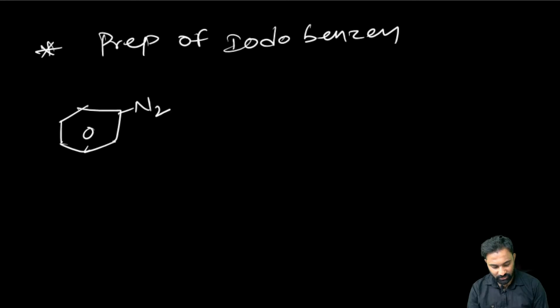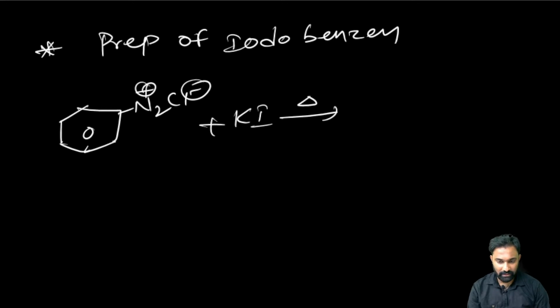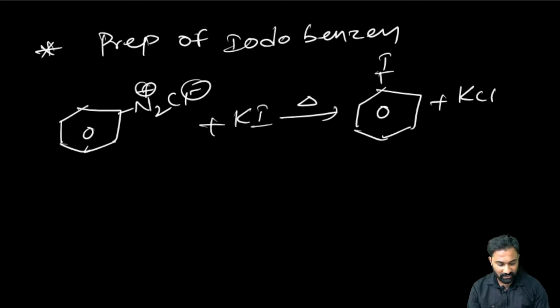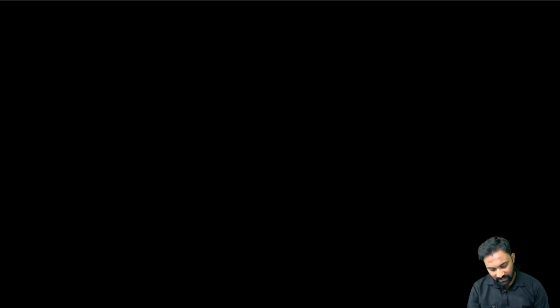Benzene diazonium chloride plus KI upon heating. Here you will get iodobenzene plus KCl plus N2. Clear? The next one is a very important named reaction. That named reaction they repeatedly ask, and they may ask with the name also.